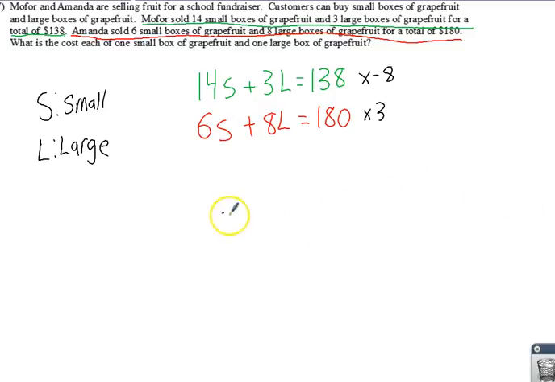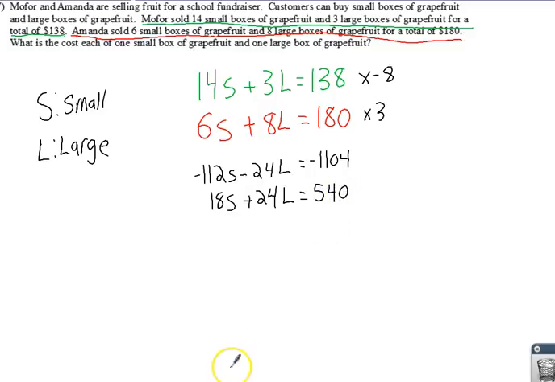Alright, so let's multiply here. So I get -112S minus 24L. And I do 138 times a -8. That's -1,104. Oh, big numbers. It's okay. And then I do 3. I get, that's 18S plus 24L. And then do 180 times 3. That's going to get me, well, let's see. 180 times 3. Think. Be 540. All right. And then do -1,404.